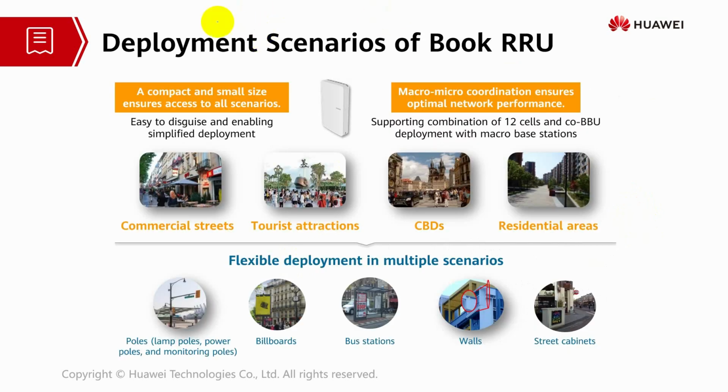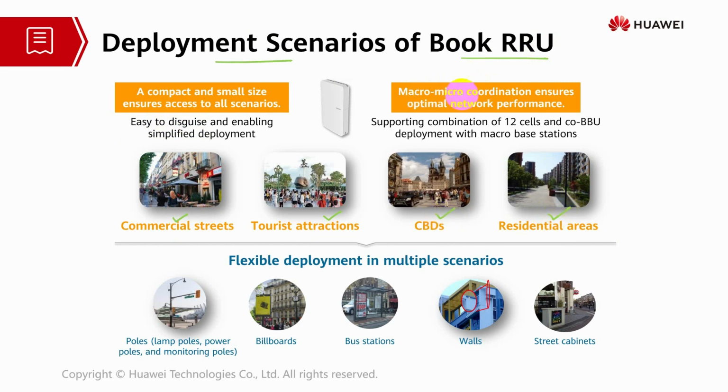So let's look at the deployment scenarios of the book RRU. Where do you install the book RRUs? What is the main solution about the book RRUs? It is compact and small in size. You can ensure that it accesses all scenarios. For example, it is easy to disguise and enables a simplified deployment. This is actually in the commercial street, tourist attraction, central business district, CBDs, and residential area.